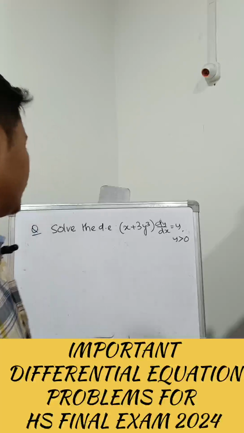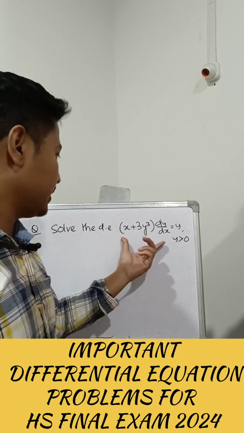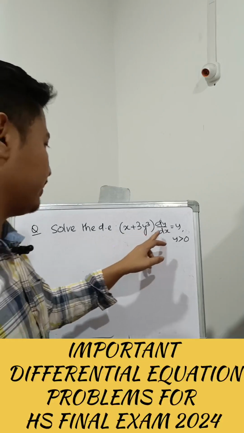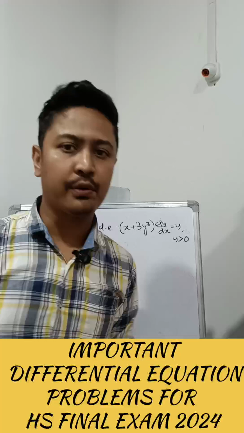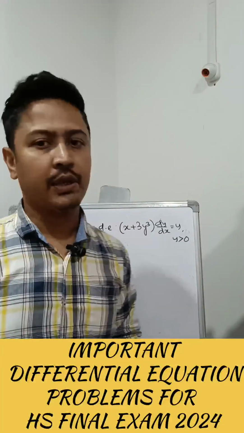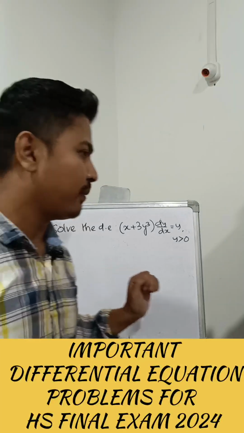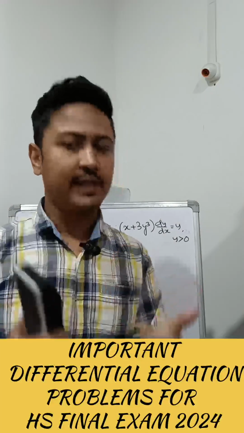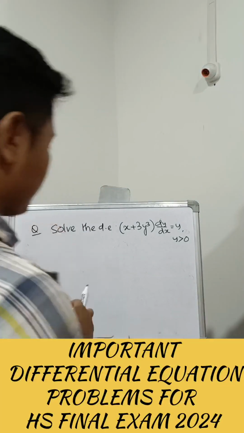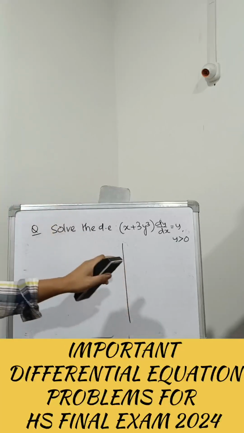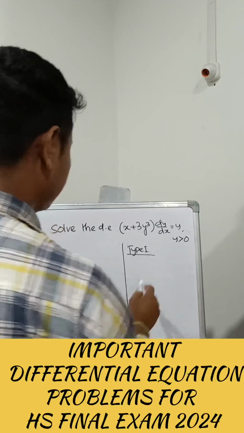So now let us solve the second question, which is again related to differential equations. In this problem we have given the differential equation (x plus 3y cube) dy by dx equal to y. To solve this differential equation, if you are familiar with linear differential equations, then you are capable of solving this equation within a short time. So before solving this problem, let us recall what a linear differential equation is. There are two types of linear differential equation. I hope all students are familiar with these two types. The type 1 is what?